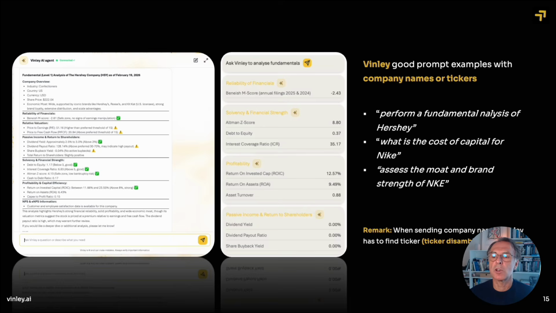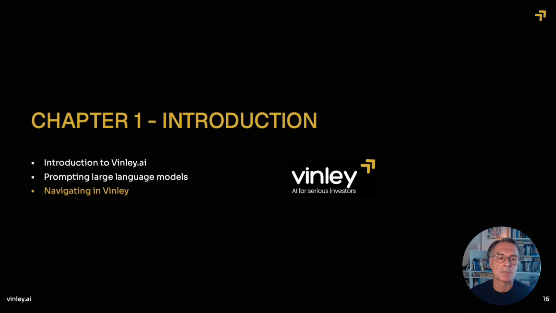The same here: what is the cost of capital for Nike? It will first check what the ticker of Nike is. Of course, you can be more precise if you just throw the ticker directly at the AI engine. So those are examples of things that the engine will do for you. This is something important when you write to an AI model, this disambiguation related to, for example, company names or ETF names.